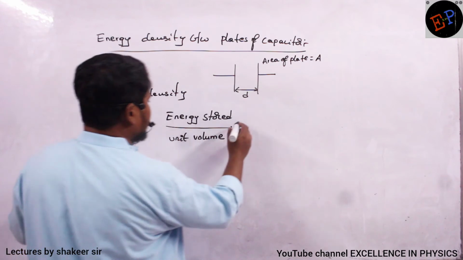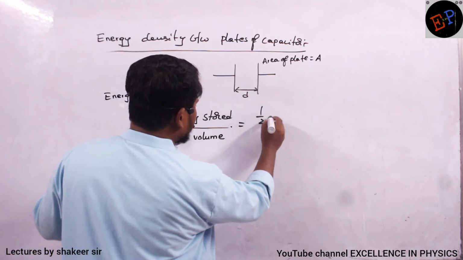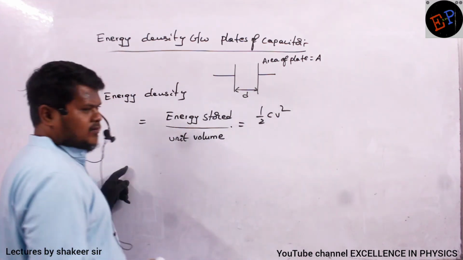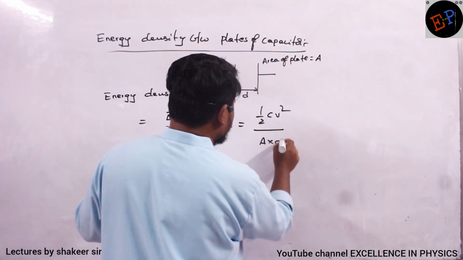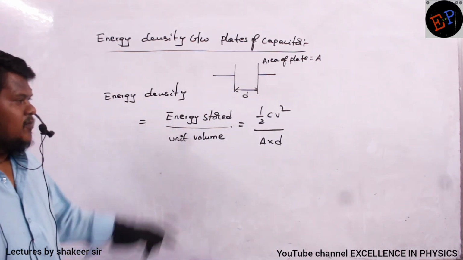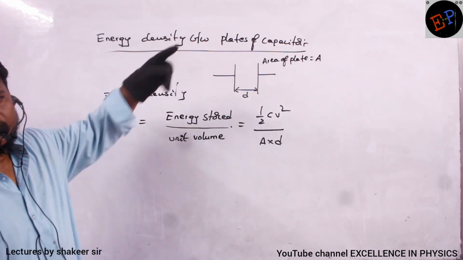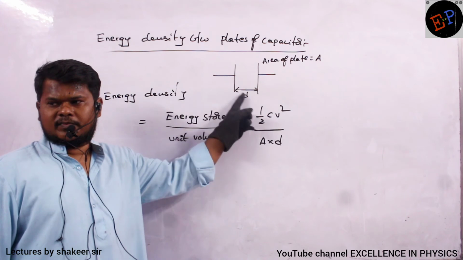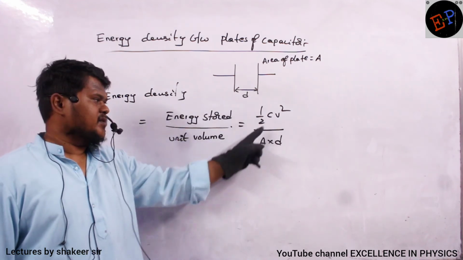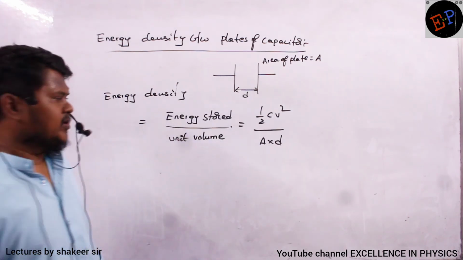How can I calculate? Energy stored, one relation I can use is half CV square, no? Divided by unit volume, which is nothing but area of cross section into distance. Can I write like this? What is the area of each plate? Area of each plate is A. Area multiplied by distance is volume only, no? So half CV square divided by A into D.